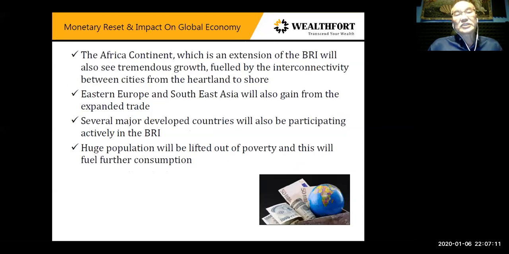The African continent, which is an extension of the BRI, will also see tremendous growth fueled by the interconnectivity between cities and heartland to the shore. Eastern Europe and Southeast Asia will also gain from the expanded trade. Several major developed countries will also be participating actively in the BRI. Huge populations will be lifted out of poverty, and this will fuel further consumption.